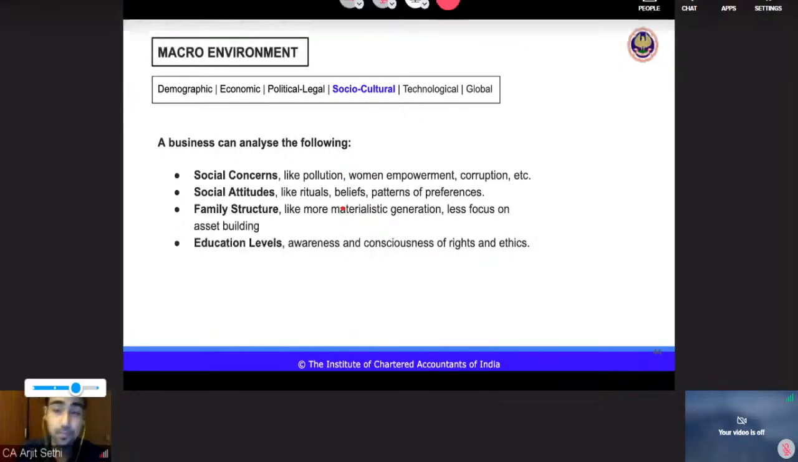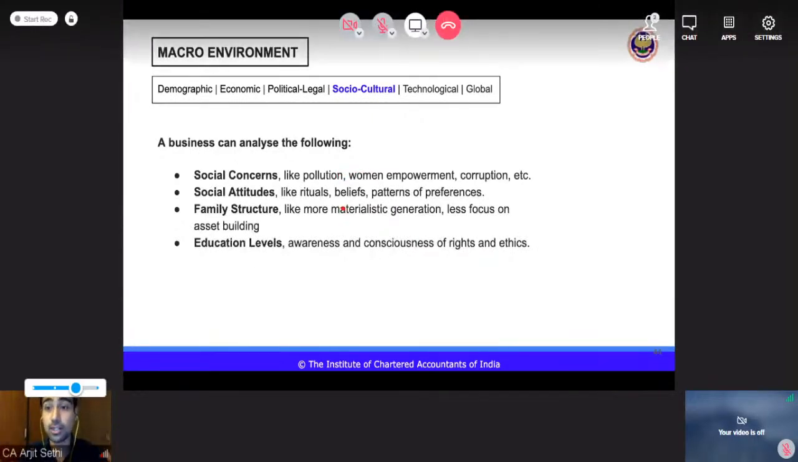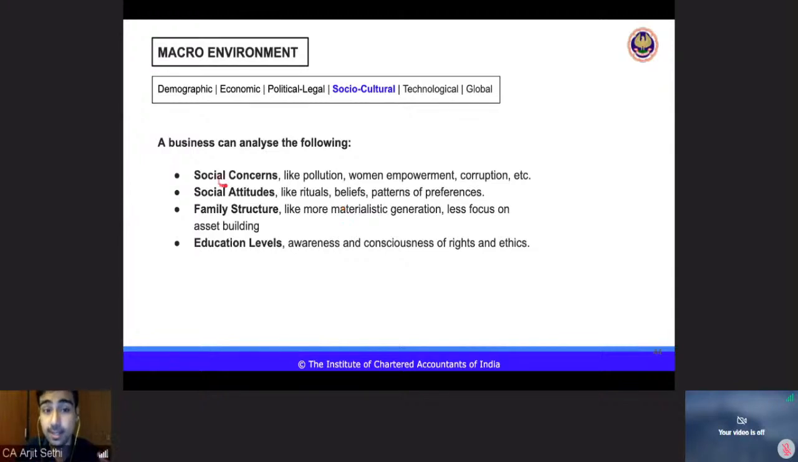For example, now there is a social concern about Swachh Bharat in India recently, right? So there is a changing social concern. Your Swachh Bharat Abhiyan is a part of your social culture. It will become a part of social culture because the social concern is more about pollution. It is more about cleaning the society. So if as a business I do a SWOT analysis, I get to know that this is what I have to do, right?